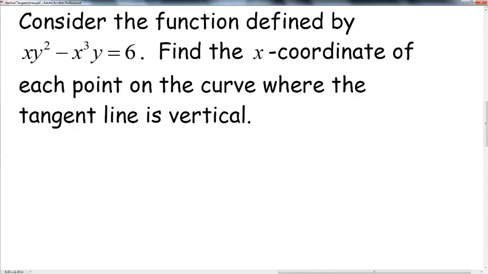Finally, the last one: consider the function defined by x times y squared minus x to the third, y is equal to 6. Find the x coordinate of each point on the curve where the tangent line is vertical. So we're going to use implicit differentiation to solve for our x. Let's go ahead and take the derivative of the first. The derivative of x is 1 times my second, which is y squared, added to my first times the derivative of my second, which is 2y times dy dx.